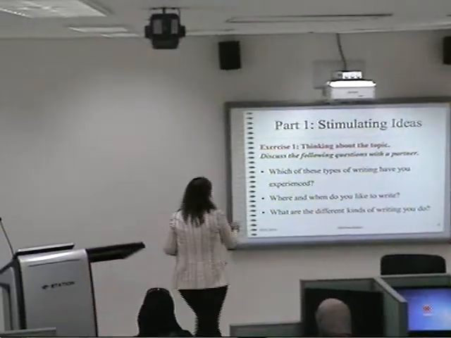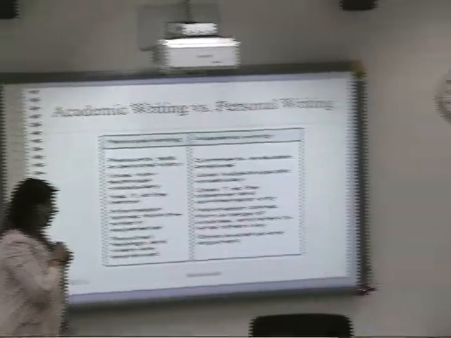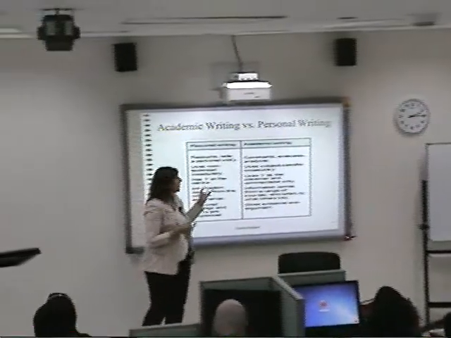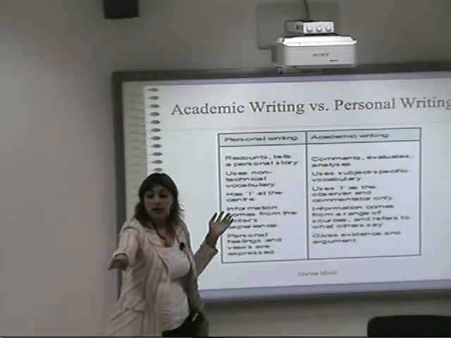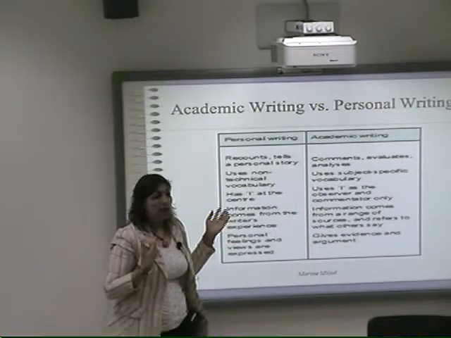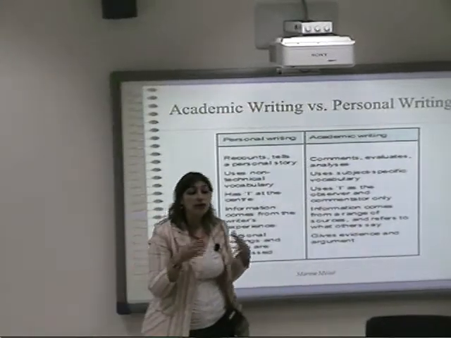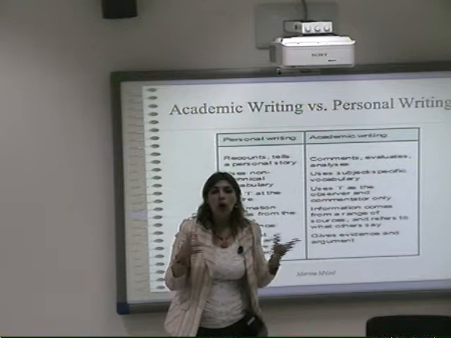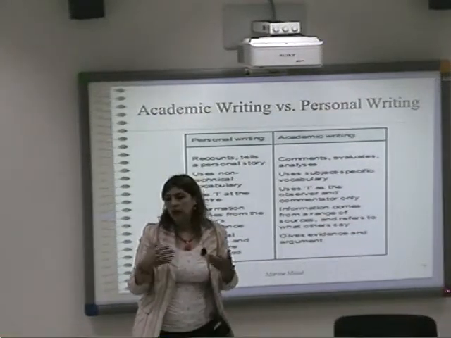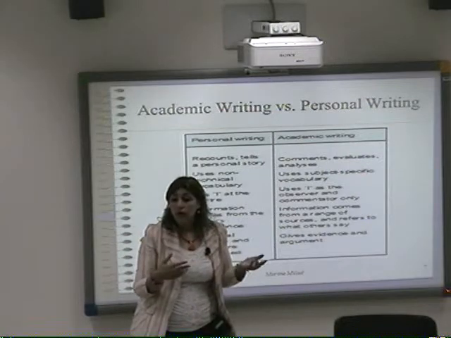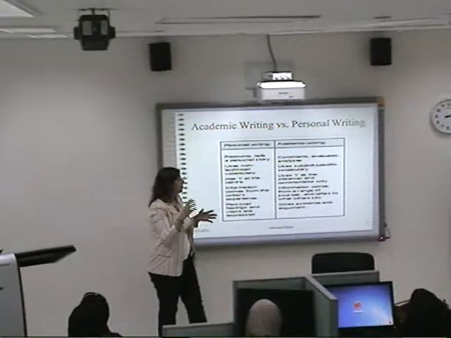So if we look at this comparison between personal writing and academic writing, you will see that in personal writing we start with I. But in academic writing, we don't start with I. We use the third person or we use one. One can say, most people, all people. We don't use the I pronoun. We use the third person.